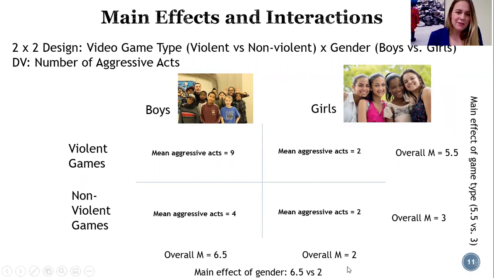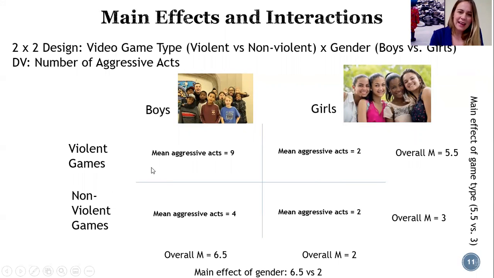Similarly, we can also look to see if there's a main effect of gender by looking at how aggressive boys are and how aggressive girls are. We're collapsing across the different game types that they play to get an overall average for boys and an overall average for girls. We'd see that boys are overall more aggressive than girls, so we've got a main effect of gender here.